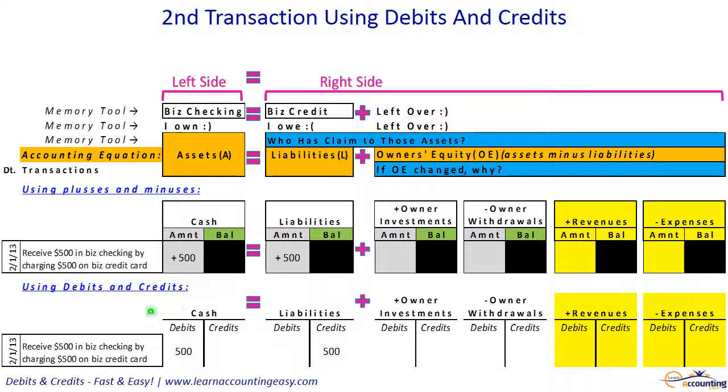Now with debits and credits, we're going to start with the cash account. We remember the rule that says all asset accounts, of which cash is one type, to increase it, you have to debit it. So we've debited the cash account 500. The other account affected is the liabilities account, and we know that in every transaction, the debits have to equal the credits, so we have to credit the liability account so that our debits equal our credits. And the accounting equation, of course, is in balance. The 500 over here equals 500 over here.